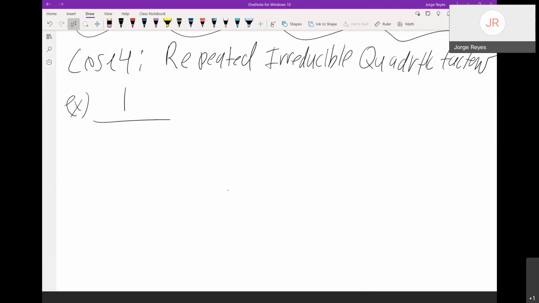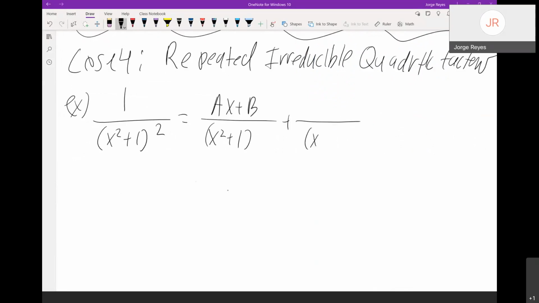So I'm gonna do just 1 over x squared plus 1, squared. What you have to do is write it as ax plus b over x squared plus 1, plus cx plus d over x squared plus 1 squared. So you see that just this little term right here made 4 letters pop up. I would have to solve a 4x4 system to get the answer to this, okay?